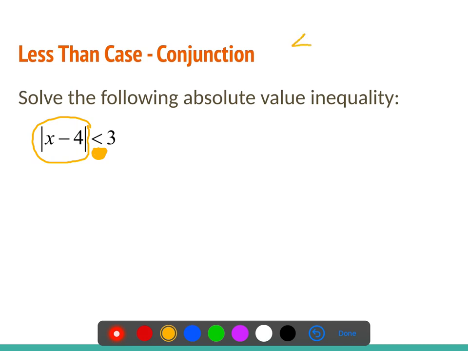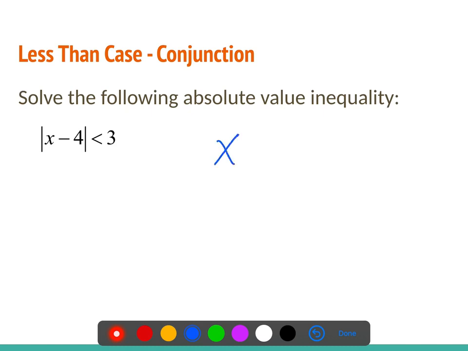So this case, conjunction, only works with less than and less than or equal to signs when you have the absolute value on one side and something on the other side. So you have to isolate it and then check the inequality sign. Since this one indeed has the less than, we are going to solve it using the less than or conjunction case. How do we do that? Well, it's called the sandwich method.